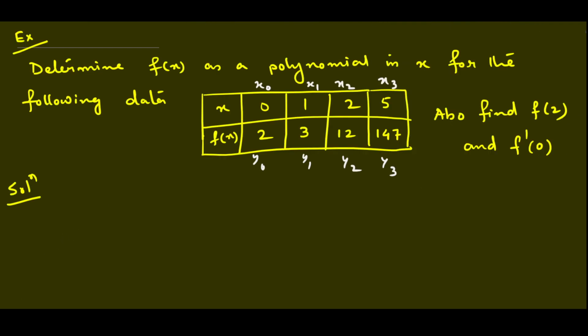Now let us do one example. One table is given with 4 arguments and 4 entries. First, we have to find the polynomial f of x, and from the polynomial, we have to find f of 2 and f dash of 0. So here the table will be a little bit different.